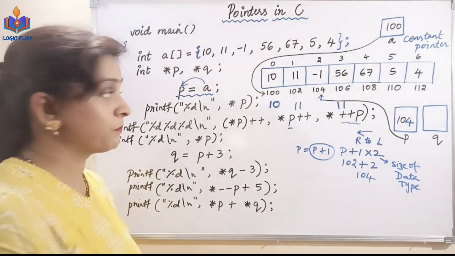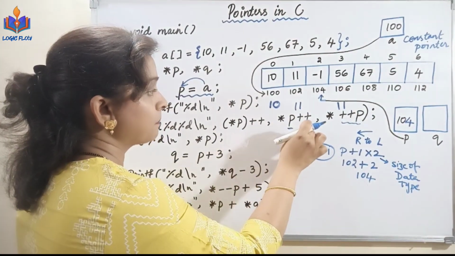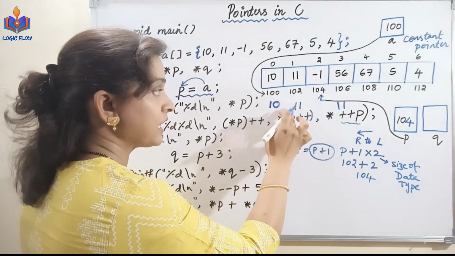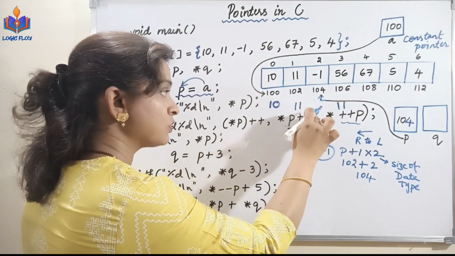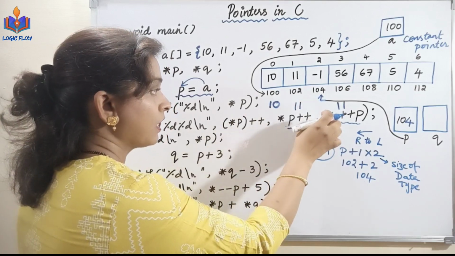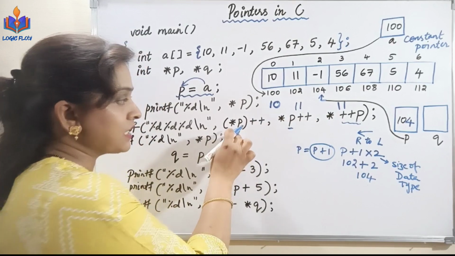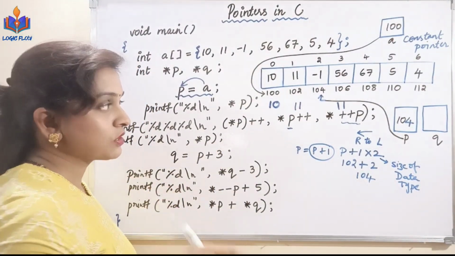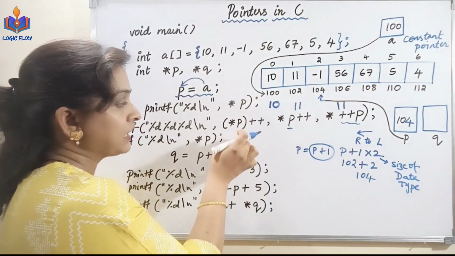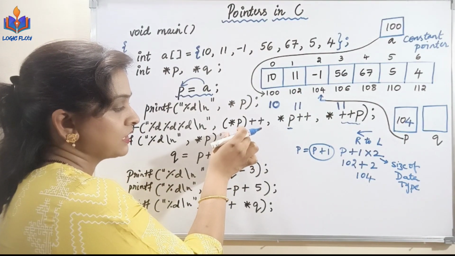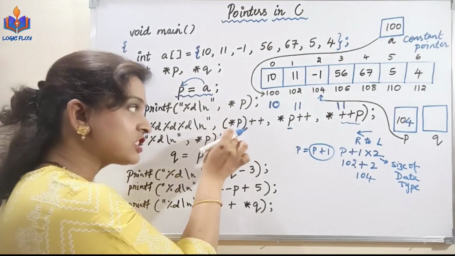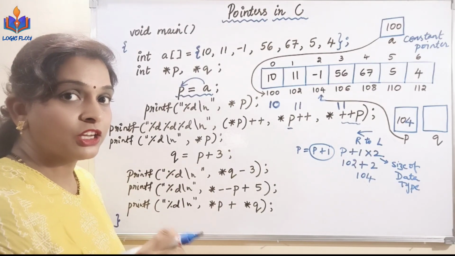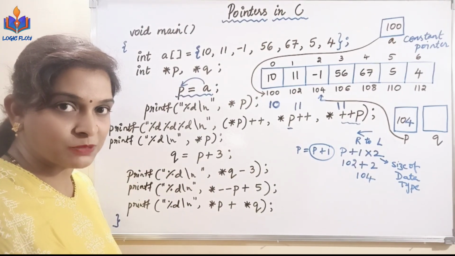This is quite different. You can write this asterisk p plus plus like this also. This is also the same, and without brackets also it is the same. But writing asterisk p within brackets and then plus plus is different. Here the compiler gives the priority to the bracket, which means it has to fetch the value and then whatever value I get, increase that value. So it is not with respect to the address here.